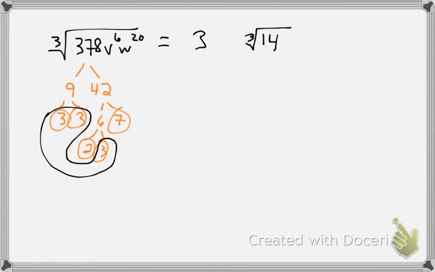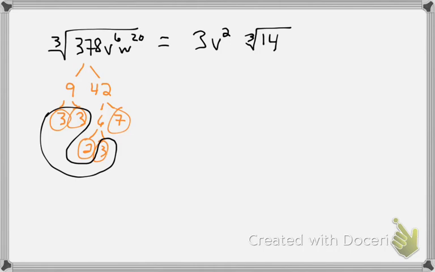What about v? Do I have cubes of v? How many? Two of them. Oh, cubes. Yeah. I have 2 cubes of v. Any left over? No. Right. How many times will 3 go into 6? Twice, with a remainder of 0. So I can bring 2 v's out, no v's left.